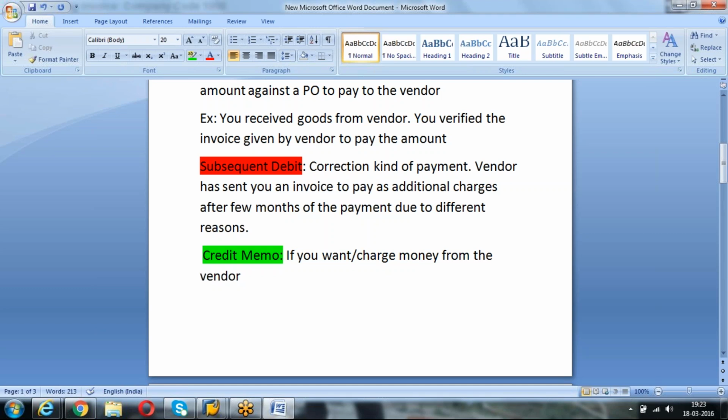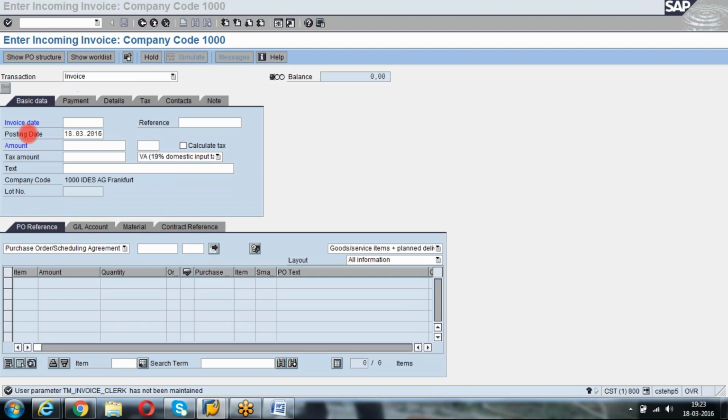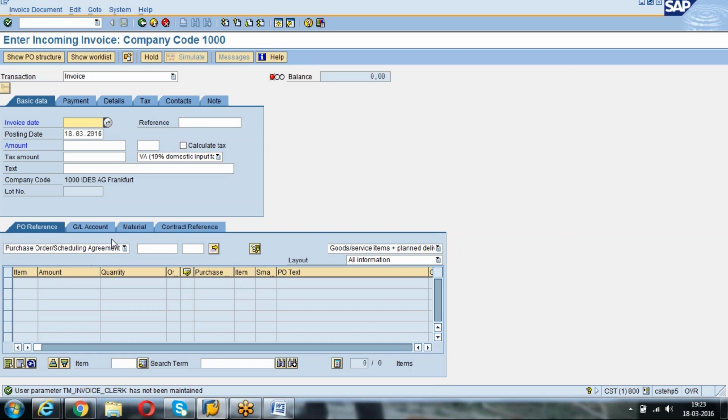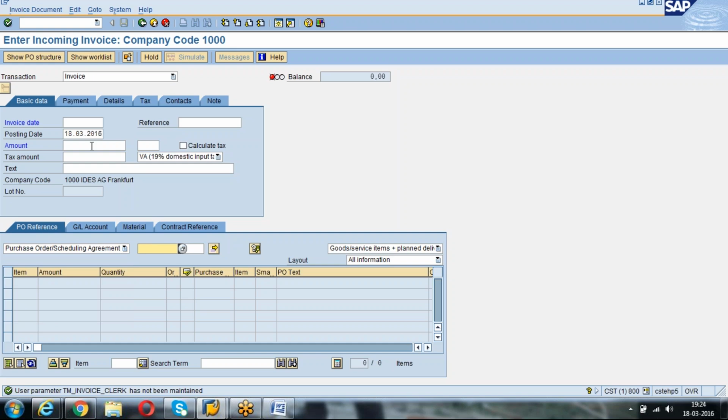Okay, now we go to SAP. How are we going to do it? We are in the invoice verification screen. Here you can see some important fields like invoice date, posting date, and the reference. Generally we give the PO number and the respective details. The invoice verification can be created against a PO, delivery note, bill of lading, service entry sheet, or vendor. The different options are there, of which we mostly use purchase order, and today I will explain the purchase order.